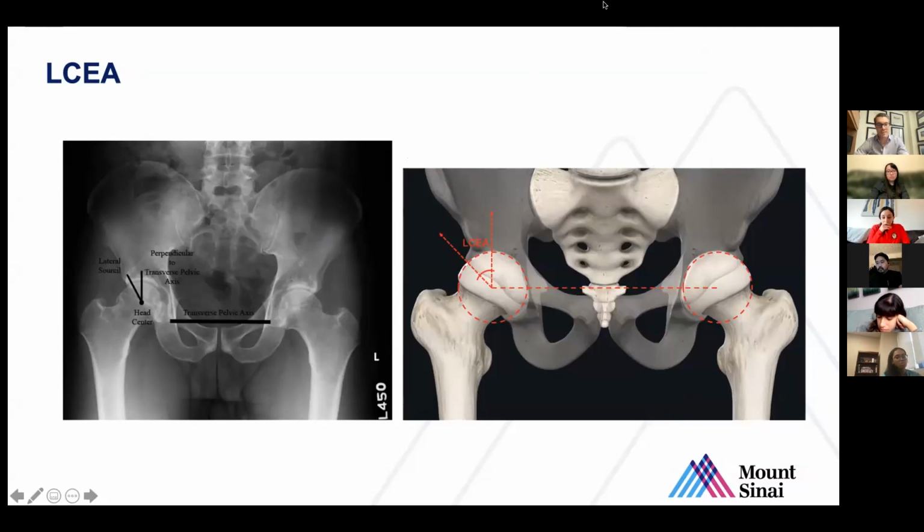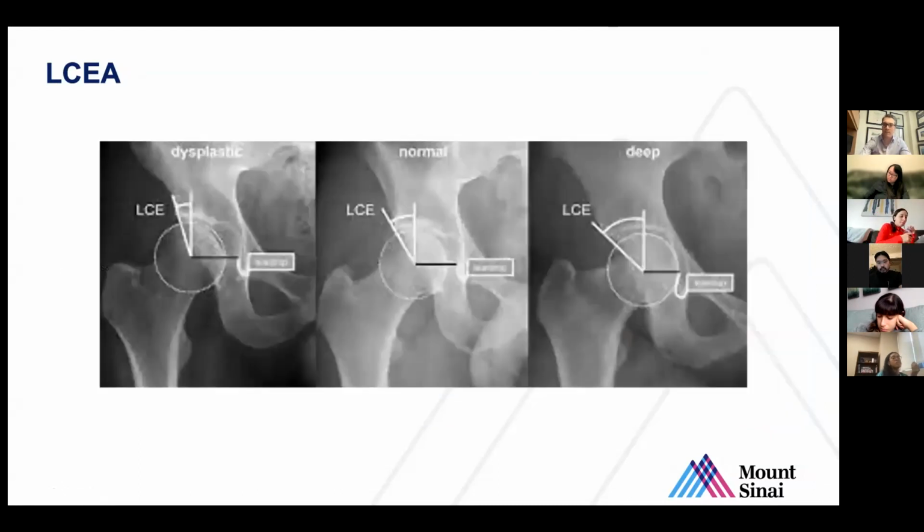So lateral centroid angle is going to see if we have dysplasia versus over coverage versus a normal acetabulum. And this is looking only at the lateral acetabulum. And so anything less than 25 is going to be consideration of maybe a borderline dysplasia. Less than 18 would be frankly dysplastic, greater than 40 would suggest a pincer over coverage. This is just the lateral acetabulum.